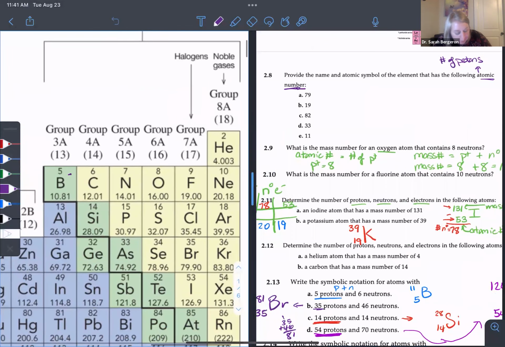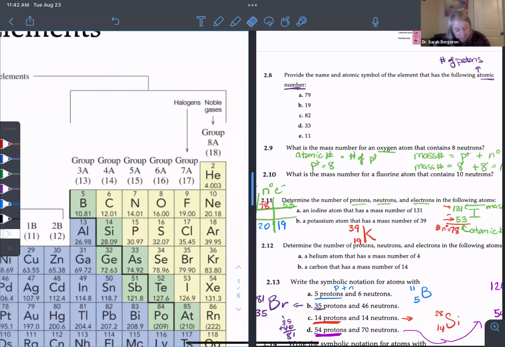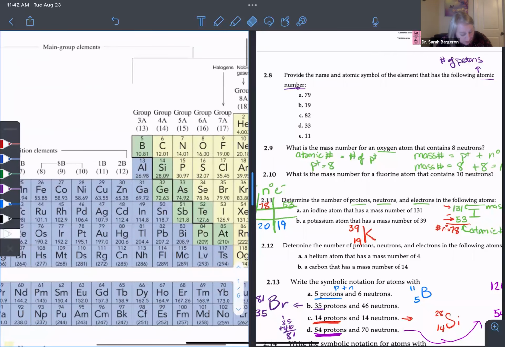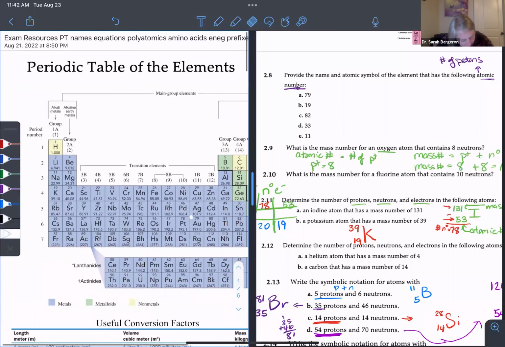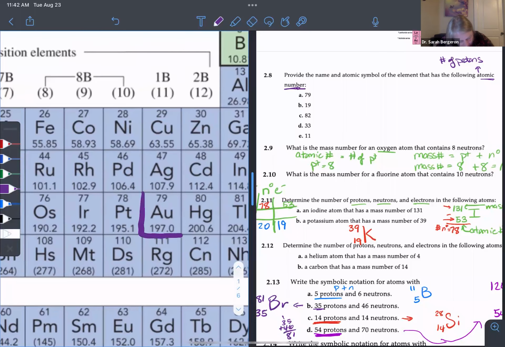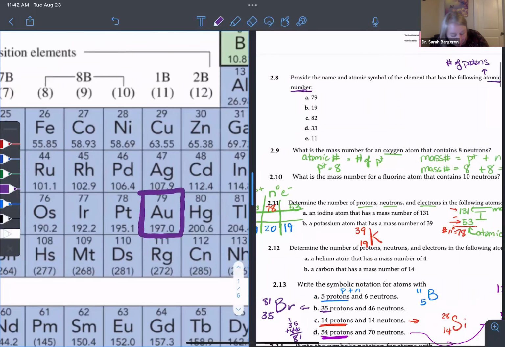This little number at the top, right there, I'm circling for all of them, that is your atomic number. So let's go and find on this periodic table the elements that have these particular atomic numbers. So if we look for 79, you know they kind of go in order, right? So right here is 79. So 79, the symbol is AU.